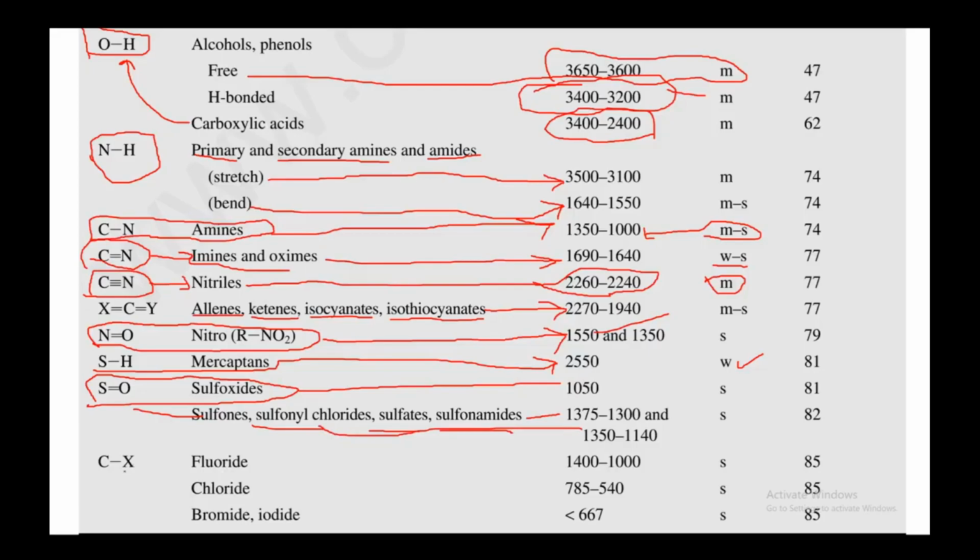And how will you characterize alkyl halides through IR spectroscopy? The CX bond, where X is a halogen. It could be fluorine, chlorine, bromine, iodine. If X is fluorine, then you will see a peak in IR spectroscopy at around 1400 to 1000. If X is chlorine, then you will see a peak at around 785 to 540. But if X is bromine or iodine, you will see a peak at around 670. And the peak intensity for all of these peaks is strong.